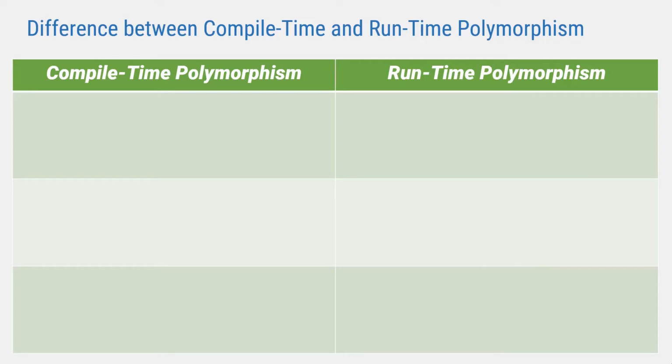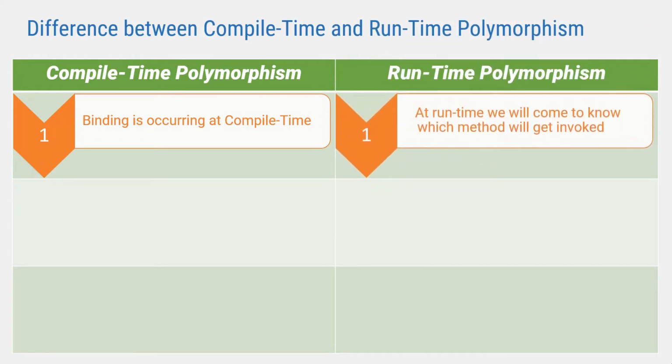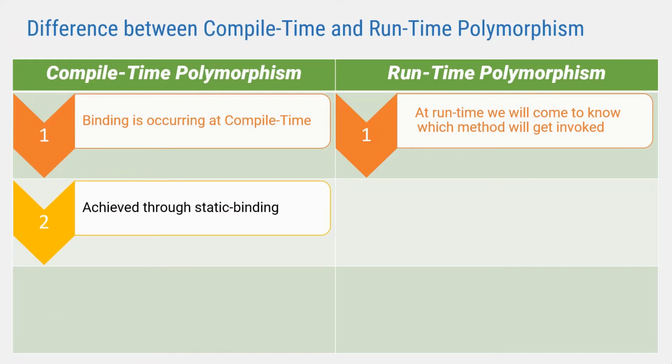Let's talk about the differences between compile time polymorphism and runtime polymorphism. In compile time polymorphism, the binding occurs at the compilation of the code. But in runtime polymorphism, during compilation the compiler doesn't know which method it is invoking. It will come to know only at runtime, which is why it is called runtime polymorphism. Compile time polymorphism is achieved through static binding, whereas runtime polymorphism is achieved through dynamic binding.